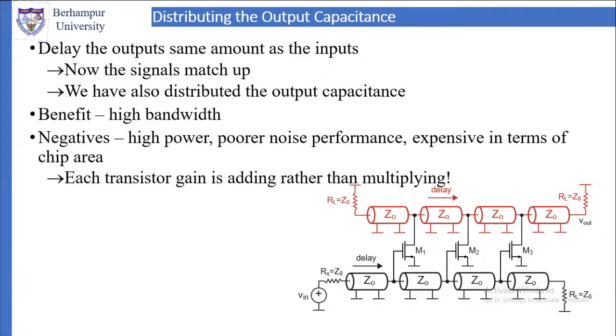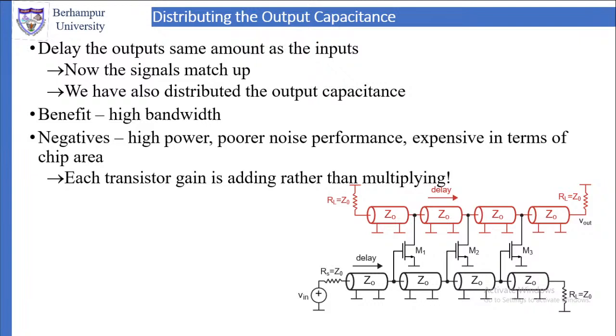So delay the outputs by the same amount as the inputs. That way we will take care of the output delay, which you can see here now. In the bottom part there is a series of transmission lines. So Z0, you can see 1, 2, 3, 4 Z0s. In the bottom, each is a transmission line section.